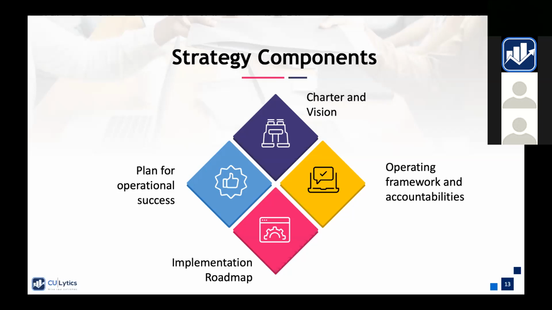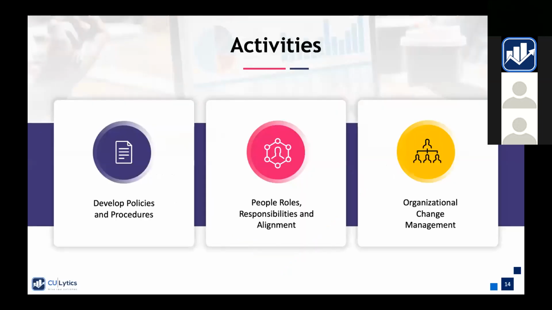Then there should be an implementation roadmap when you think about the strategy. And then, of course, there should be overall operational success that should be planned. There should be a plan for that. A few activities, I think: developing the policies and procedures, defining the people's roles and responsibilities, and aligning with them.